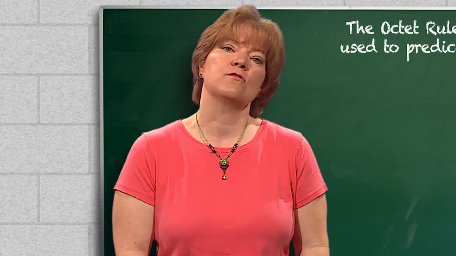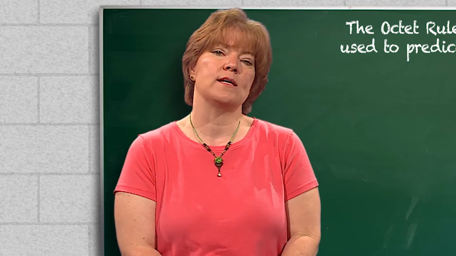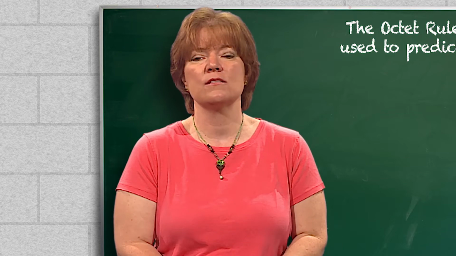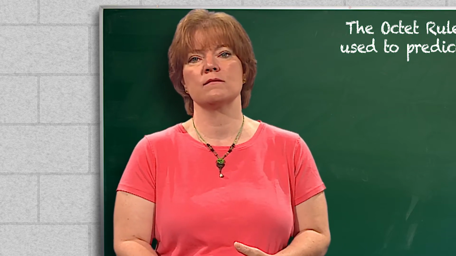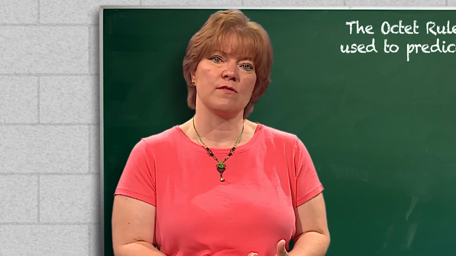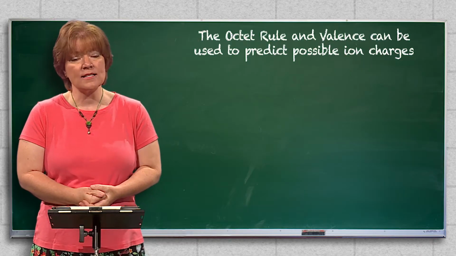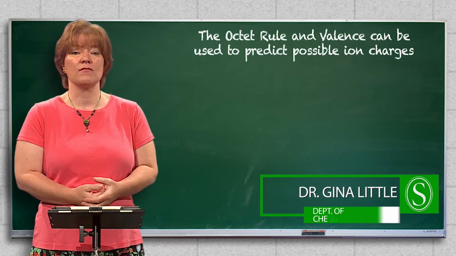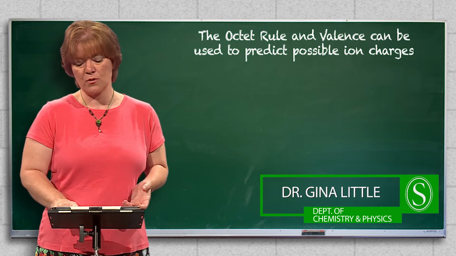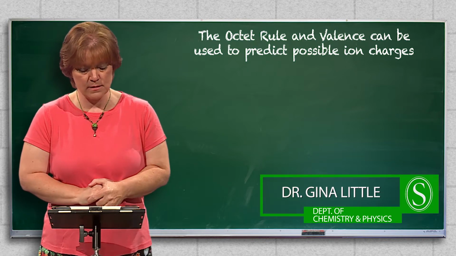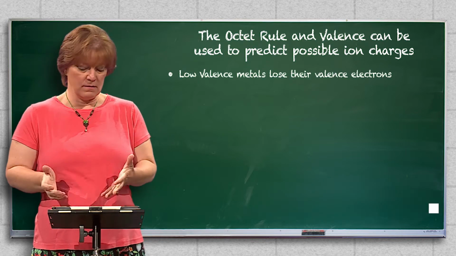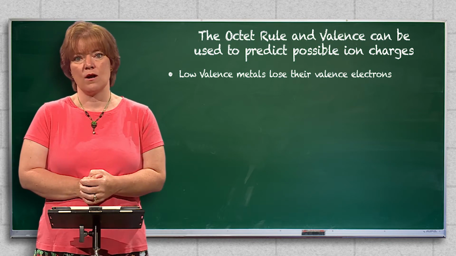So one of the critical things that we need to be able to do when writing ionic compound formulas is to know what charge various ions will have. What is the value of their charges? The octet rule and the valence of a chemical element can be used to predict your possible ion charges for elements. We know that low valence metals are going to lose their valence electrons.